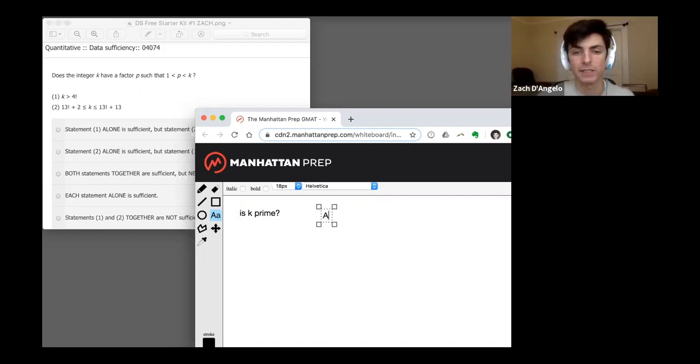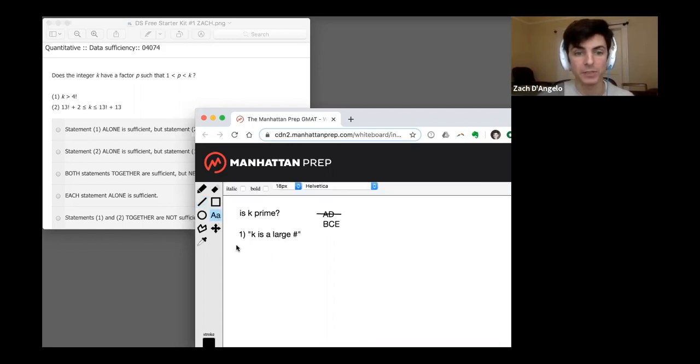Let's set up our AD over BCE. Statement 1, k is larger than 4 factorial. So essentially, that's just telling us k is a large number. But there's a lot of numbers in that range. Some are prime, some are not prime. So 1 on its own is not enough. So I would probably take out the top row.